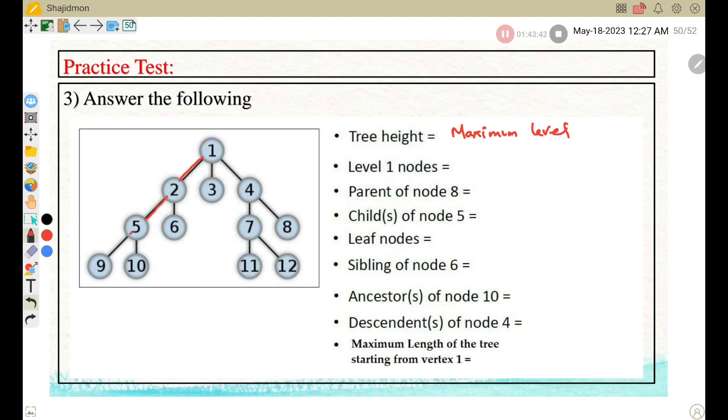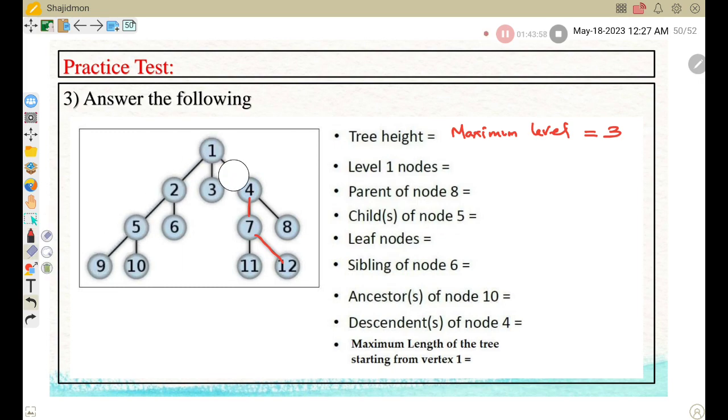1, 2, 3, correct? Here 3. Now is there any other more than 3? You can check it. Here 1, 2, 3. So 3 is the maximum level. Okay, so we can write maximum level equal to 3. That is the height of the tree.